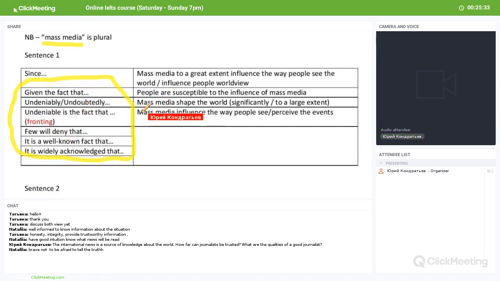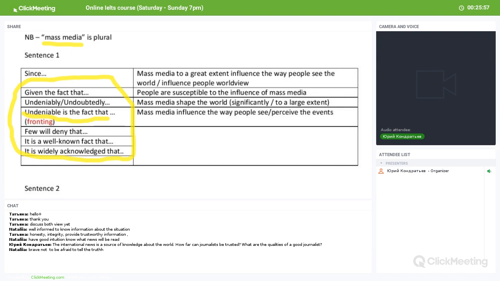So they are worth memorizing after the lesson. Given the fact that, undeniably or undoubtedly, also "undeniable is the fact that", please do not change anything in this construction. If you use it, you just write it the way it is. Undeniable is the fact that, and then you write London is the capital of Great Britain. So don't change it because this is a very advanced, very difficult construction.